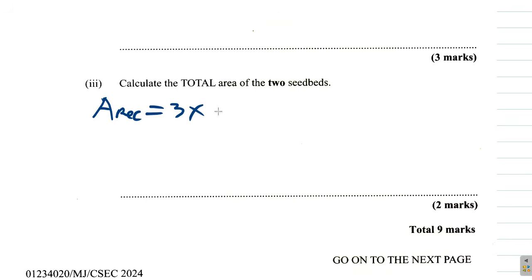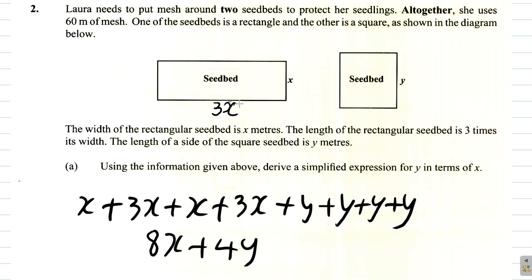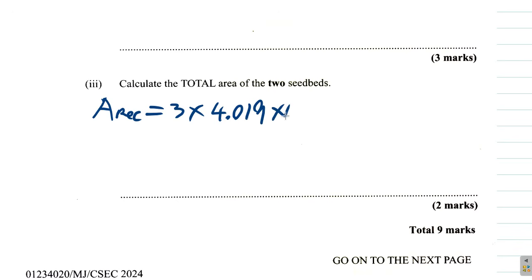So 4.019. Area of the rectangle is 3 times 4.019. That is 3 times x, and that's the length. The width is x, so you multiply that times 4.019, because remember, it's 3x squared. So the area of the rectangle, multiply that on the calculator: 3 times 4.019 times 4.019. What do you get? I get 48.457. That's the area of the rectangle.